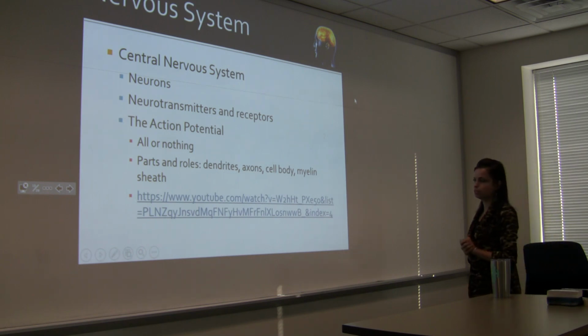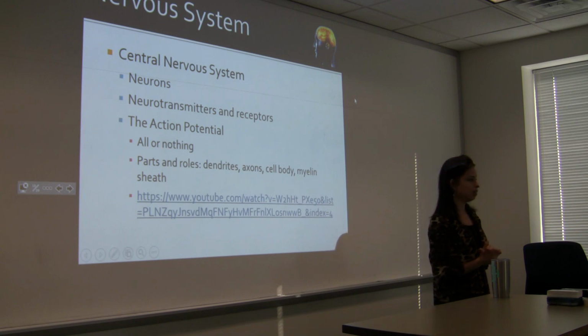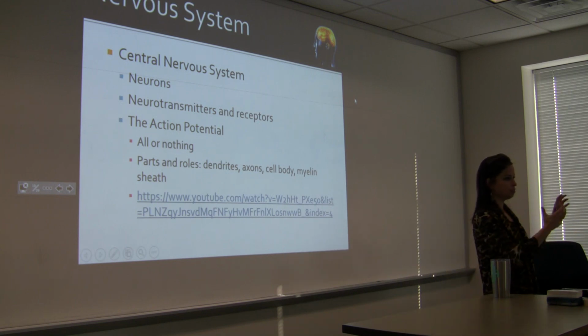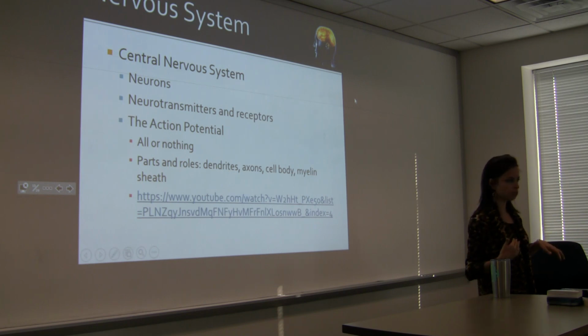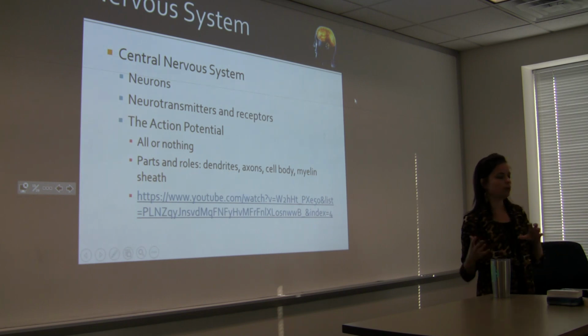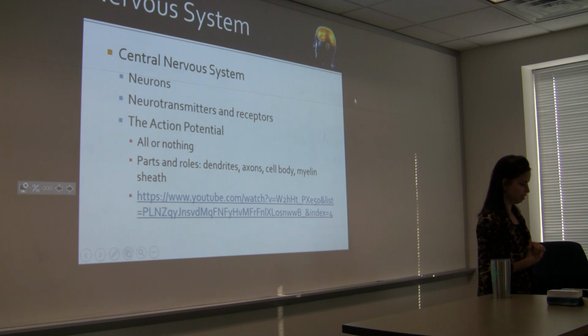Okay, so these neurotransmitters leave the sending cell and they bind to the receiving cell on receptors. Those receptors are like a lock and key. Each receptor fits a certain kind of neurotransmitter, sometimes two different kinds of neurotransmitters. And so just be aware that that's a lock and key system.